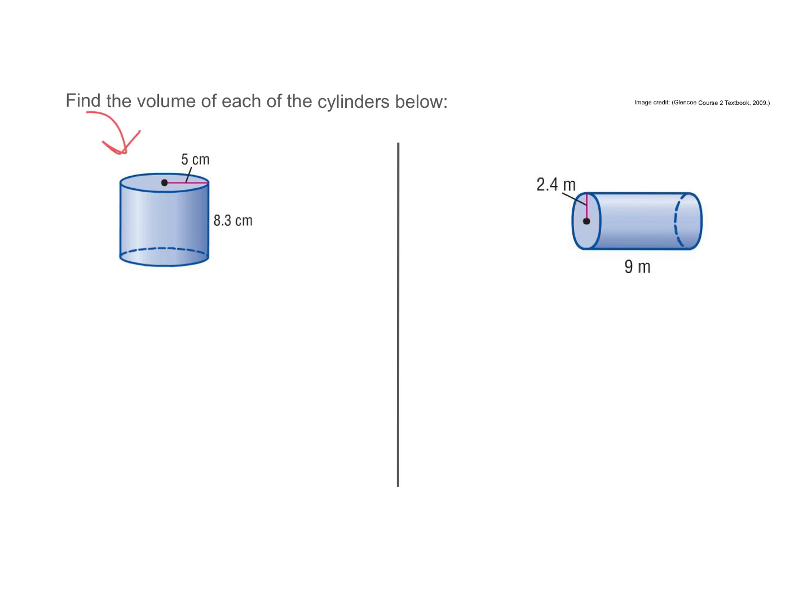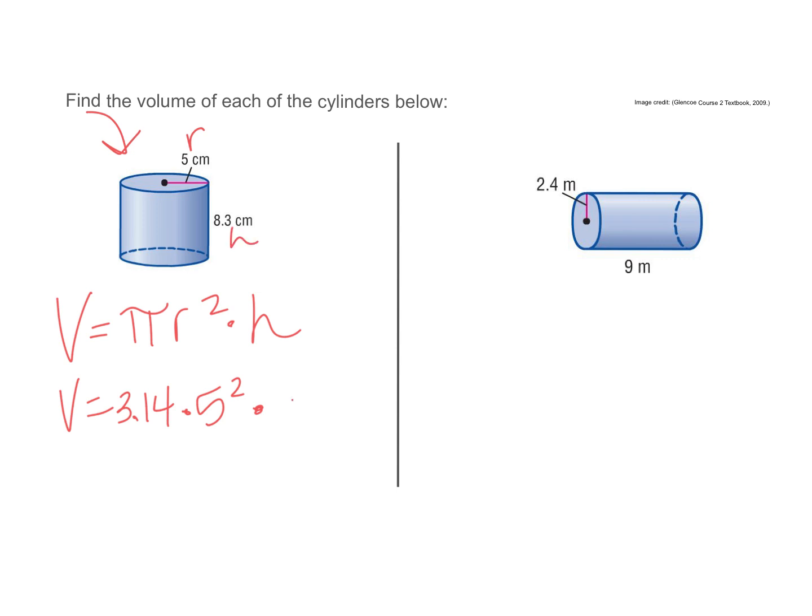If we are looking at this one, the 5 is pointing to the base. The 5 is representing the radius of the base. So the volume is going to be pi r squared times the height. We use 3.14. My radius is 5. We square it times the height, which is 8.3. Now let's put that whole thing in our calculator. You do this with me to make sure you put it in correctly.